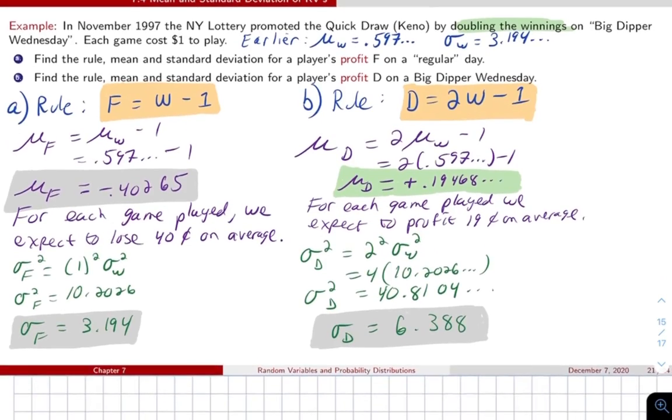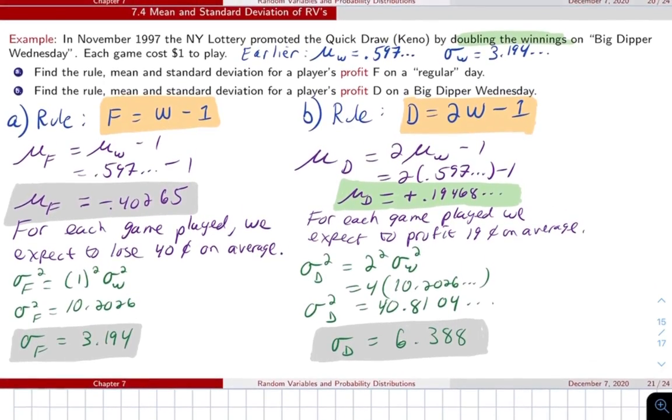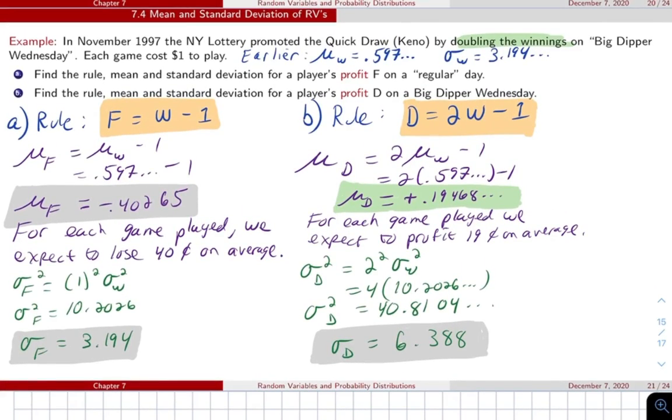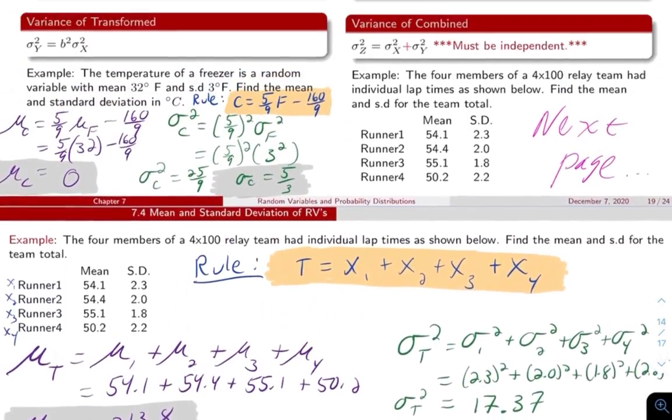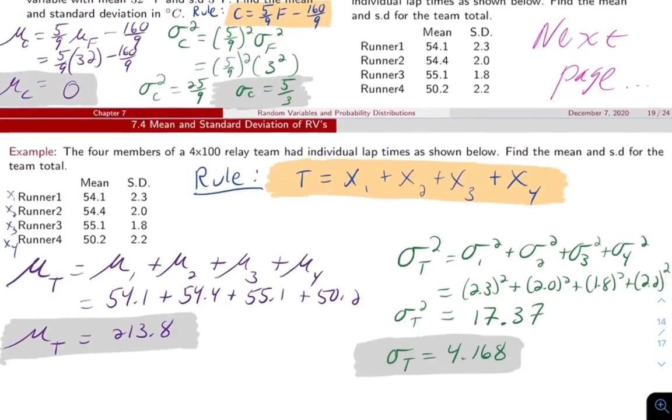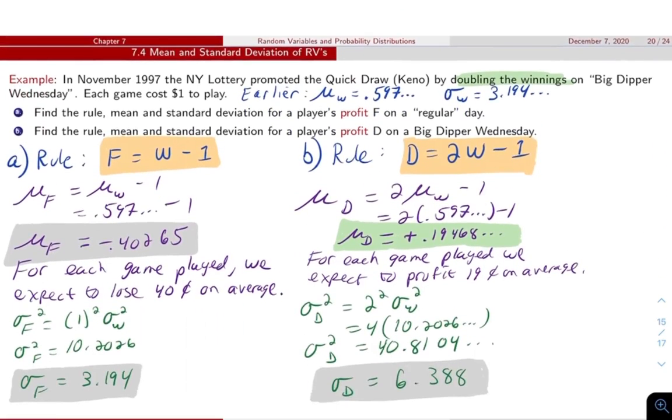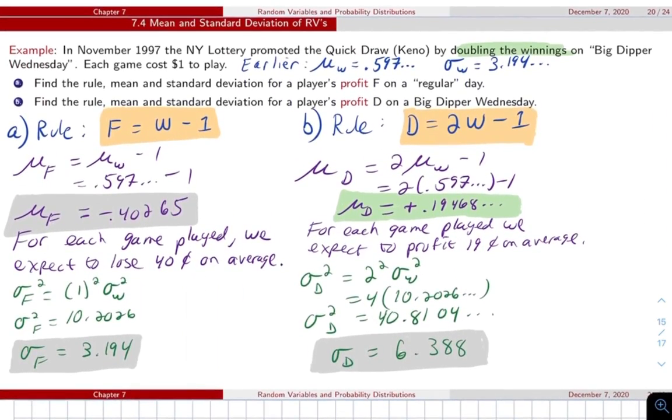Okay, so last example, we're back to the gambling thing. We're going to use the two topics we just talked about, which is combinations and transformations, and apply them to the 1997 New York Lottery promotion. So somebody decided that on Wednesdays they were going to double the winnings. So they didn't increase the cost of playing the game, but they decided to double the winnings. Earlier we saw that on average your winnings was 59 or 60 cents and the spread was about $3.20.